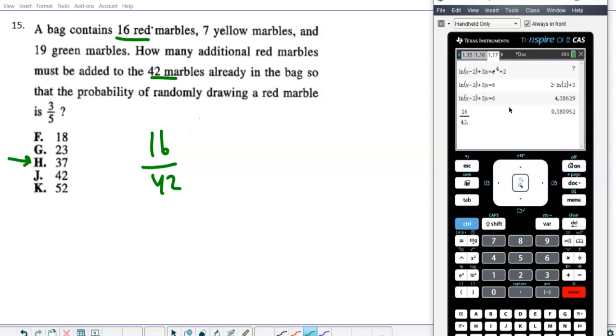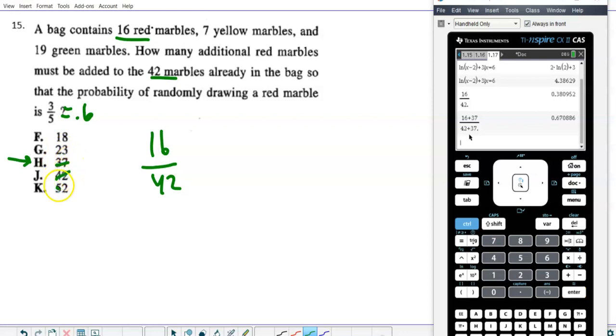I want this to be equal to 0.6 here. So I want 60%. I don't have 60% right now. So in my numerator, I'm 16 plus 37. I'm adding 37 red marbles, but that affects the denominator as well. A lot of students have trouble with this, but you added 37 marbles, so both are changing by that amount. That gives me 67%. That's too many. So I added too many red marbles, so I know those are gone.